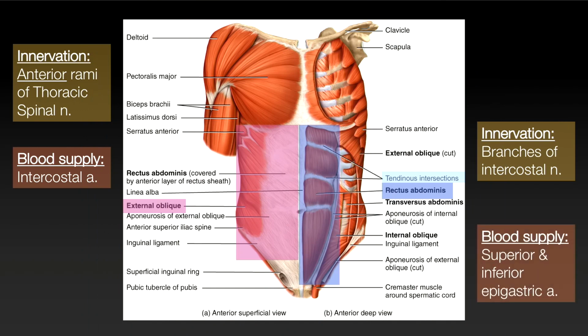And this is where the uniformity ends. At least in this section, we've talked a lot about posterior rami, anterior rami, intercostal arteries. The arterial supply for the rectus abdominis is different than we've seen before. Something unique, which makes it more memorable. The superior and inferior epigastric arteries supply blood to the rectus abdominis.